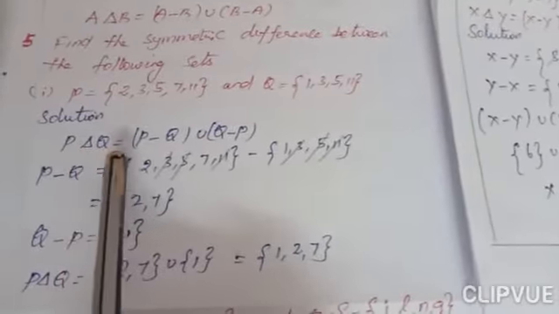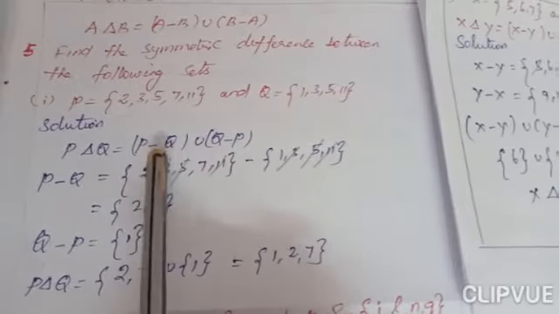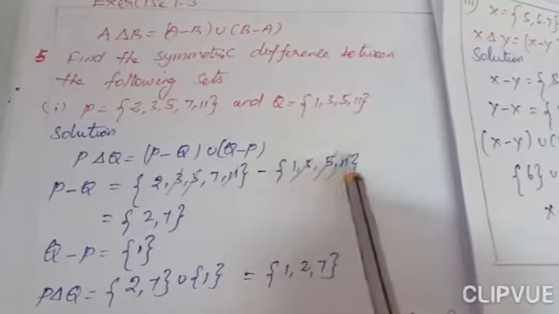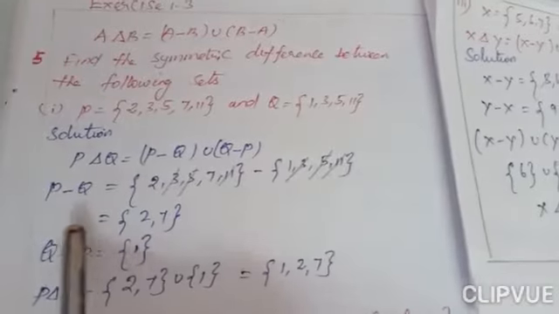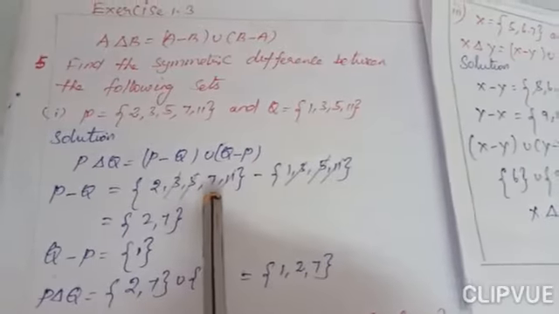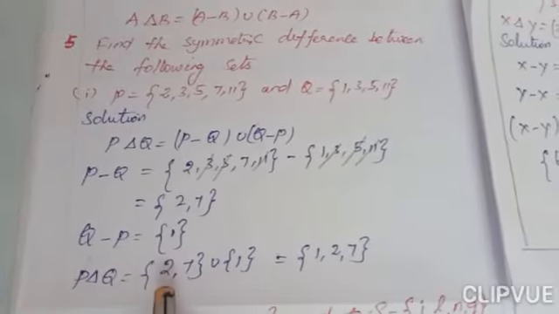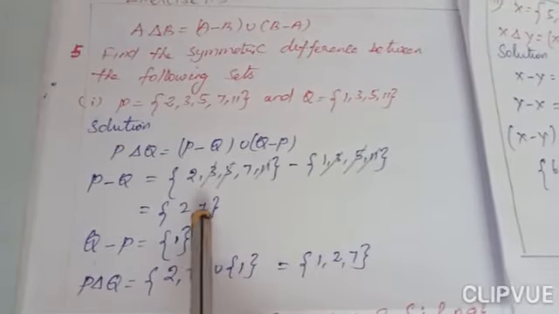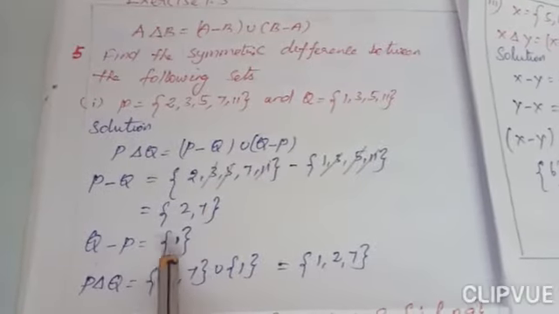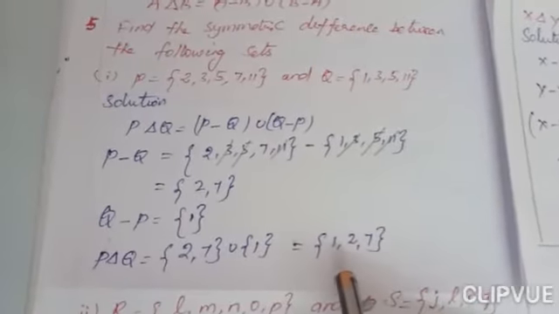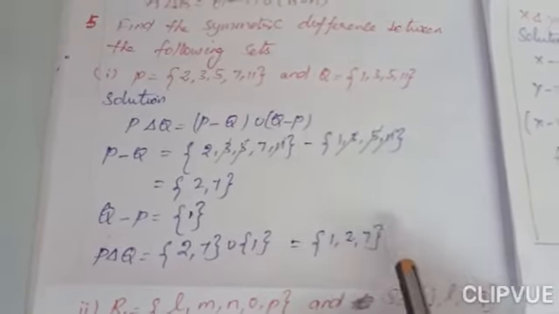P symmetric Q equals P difference Q union Q difference P. First you have to find P difference Q. Write the elements of set P: 2, 3, 5, 7, 11. Elements of set Q: 1, 3, 5, 11. Strike out the common elements. P difference Q is 2 and 7 in the set P. Q difference P is 1 alone. So we know the formula: P symmetric Q equals 2, 7 union 1. This is P difference Q, this is Q difference P. Finally, we can write P symmetric Q equals 1, 2 and 7.